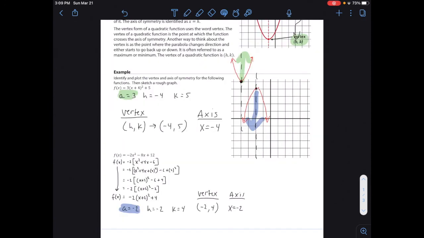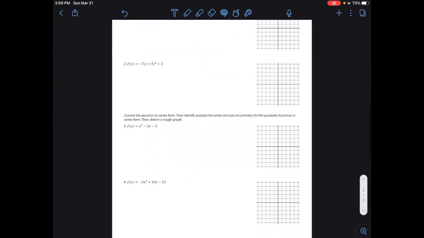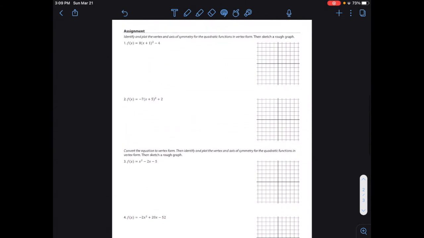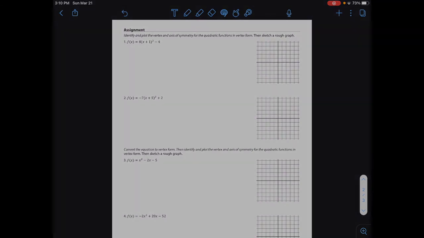All right. I think you guys can do this. There's four of them. Well, the first two you just have to look and identify a, h, and k, and then sketch a rough graph. The second two, you have to do some conversion first, and I think you can do it. If not, email me and I'll help you out.